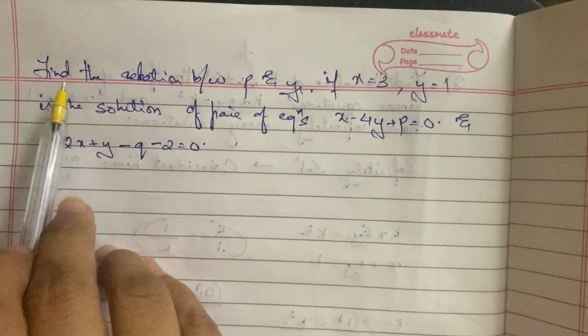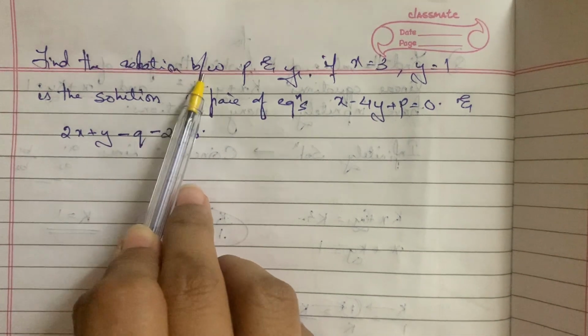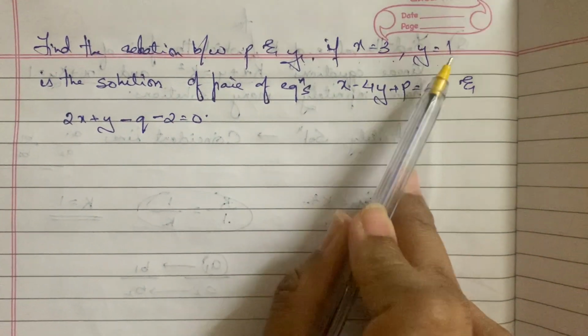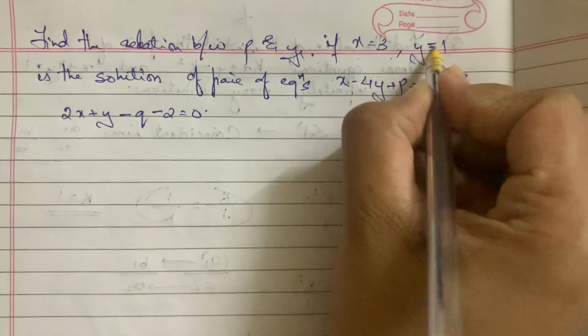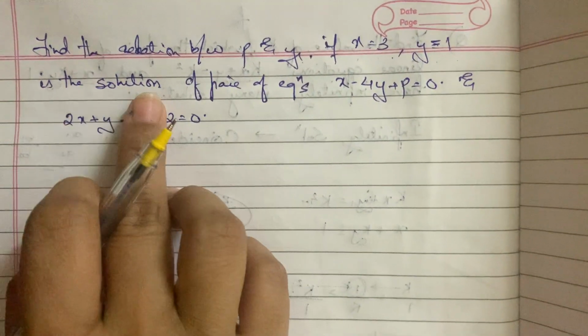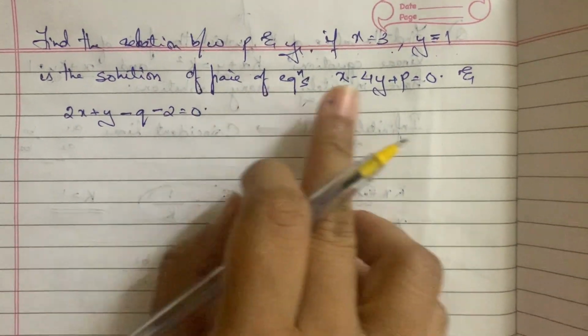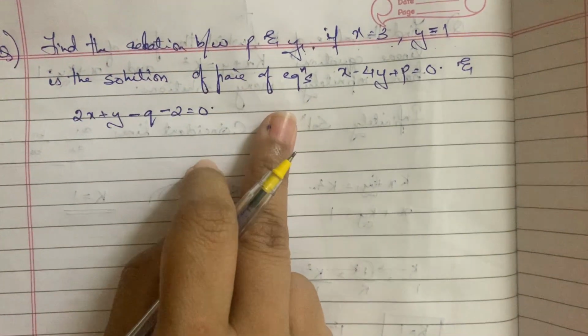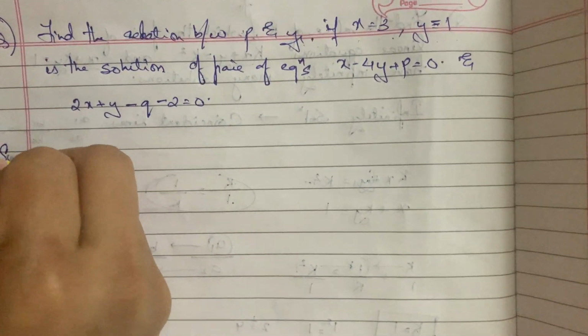It says, find the relationship between P and Q if x is equal to 3 and y is equal to 1. Okay, y is equal to 1 and x is equal to 3 is the solution of the pair of equations. So when I'm solving this question, I'm going to write down the solution that I'm doing.